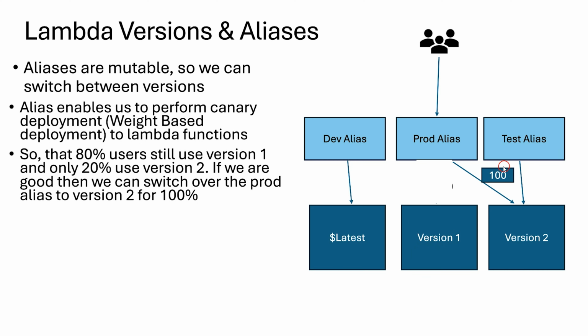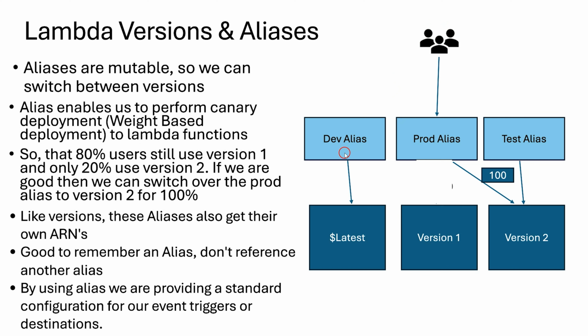Now, like versions, all these aliases also get their ARNs. So aliases also have their ARNs. By using ARNs, users can access the alias. This user can access the dev alias, and this user can access the test alias. But for the end users, usually we will give the prod alias only. For internal applications, we will use dev and test aliases. QAs use the test alias, and for development activities, we can use the dev alias.